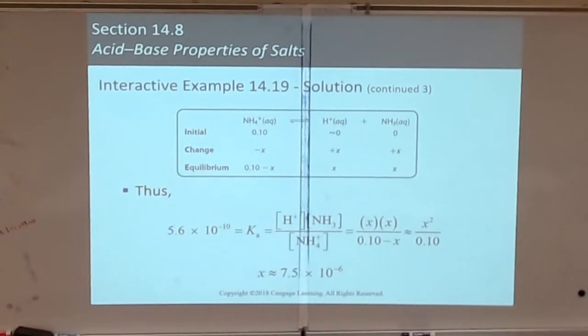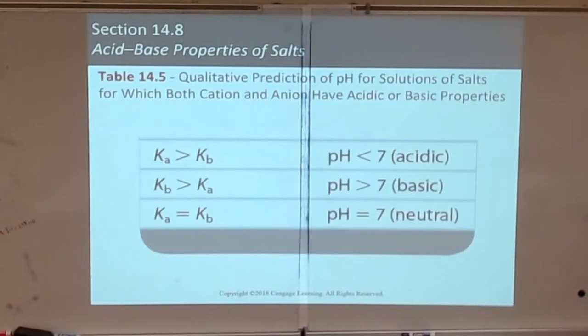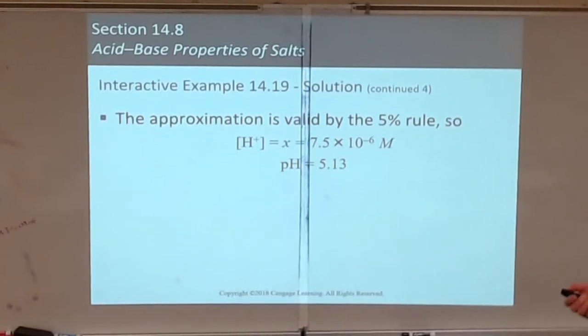Good? All right. So there we go. We end up with a hydrogen ion concentration of 7.5 times 10 to the minus 6. Therefore, the pH is 5.13.